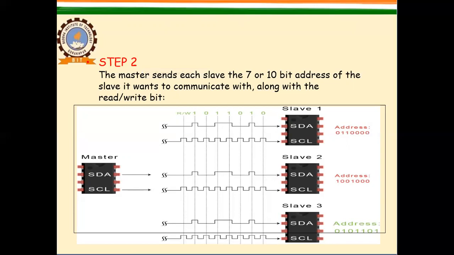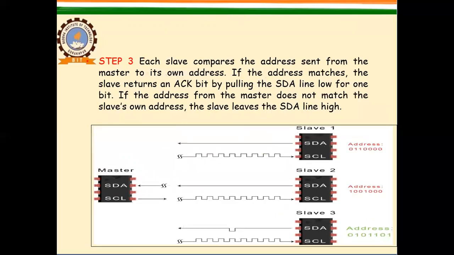Once the slave recognizes that the sent address is its own address, which is shown in this particular slide, and the last slave, slave number 3, has the address sent by the master, then the slave has to send a signal which is defined as the acknowledge signal, ACK signal.